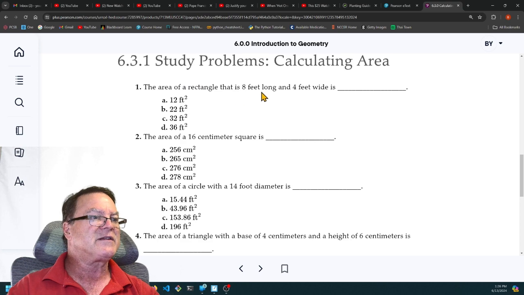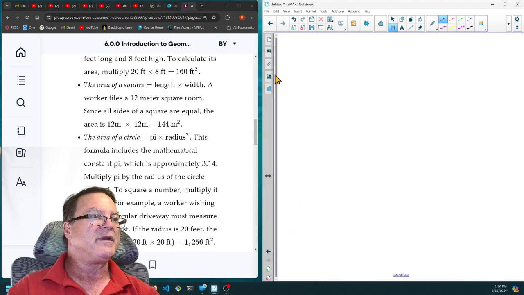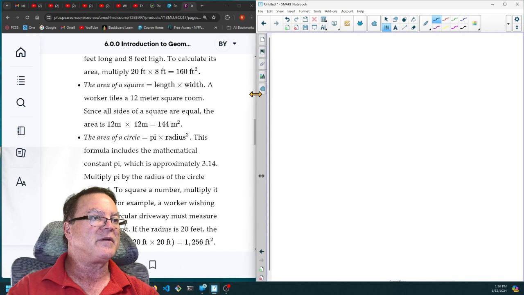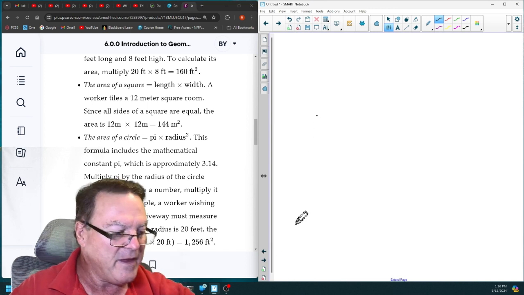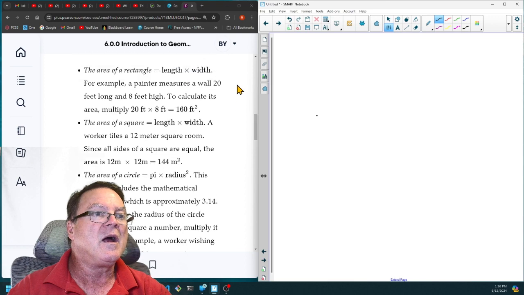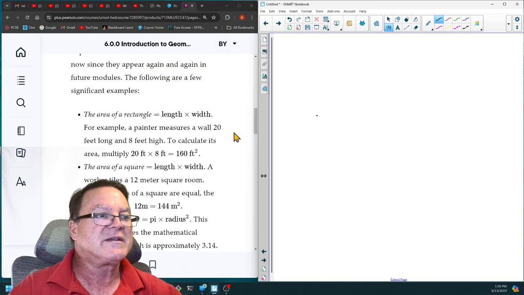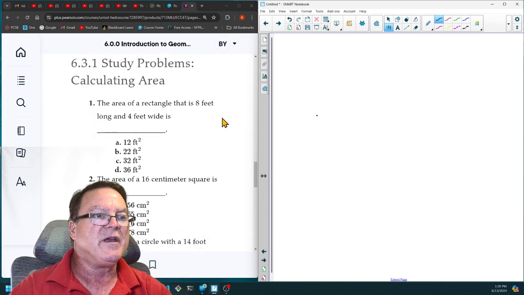The area of a rectangle is 8 feet long and 4 feet wide. Let's take a look at our whiteboard here. There we go. I'm going to move this over just a little bit. There we go. So they meet in the middle there. Okay. So it says that the area of a rectangle equals the length times the width.